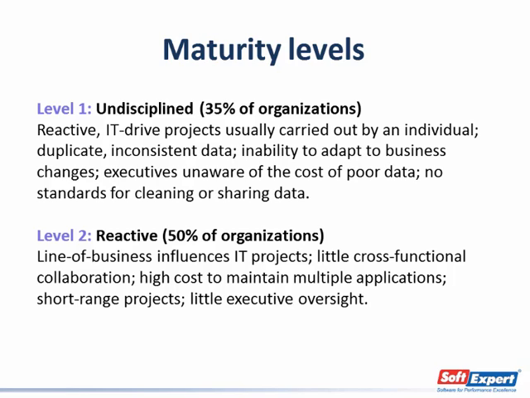Level 2, reactive, 50% of organizations. Line of business influences IT projects. This is better. Little cross-functional collaboration. High cost to maintain multiple applications. Short-range projects. Little executive oversight.